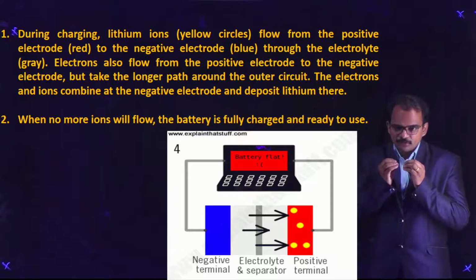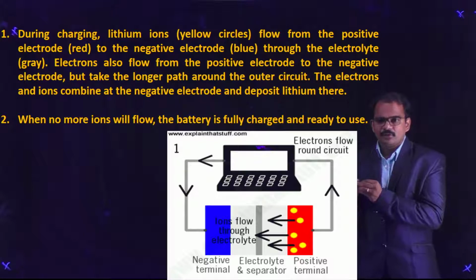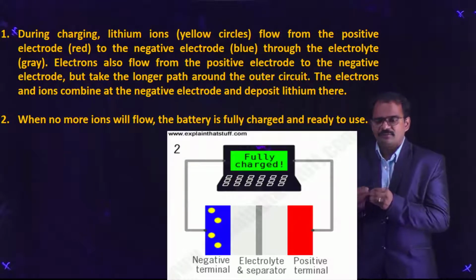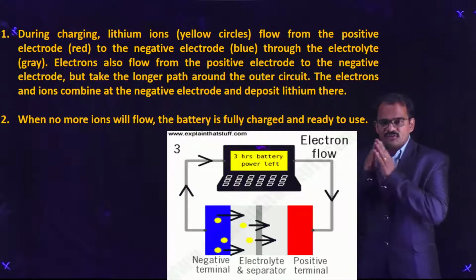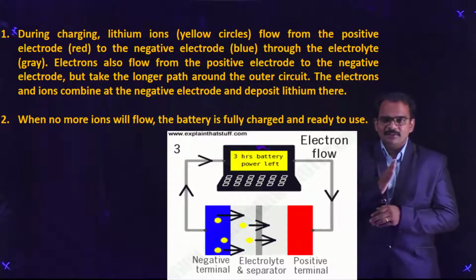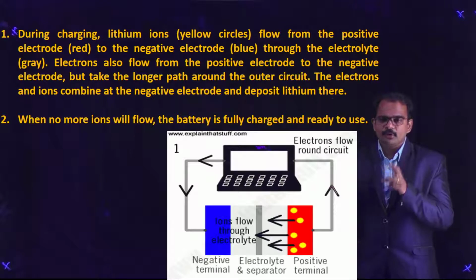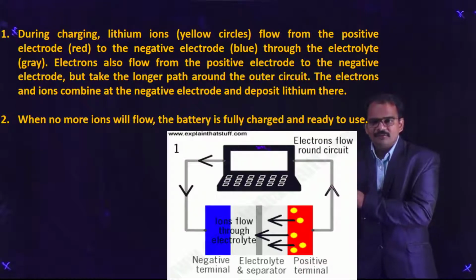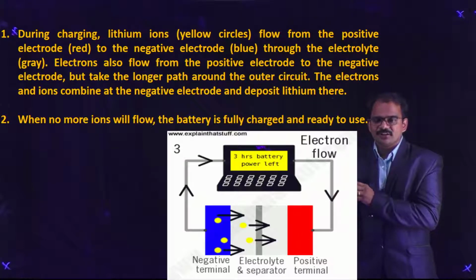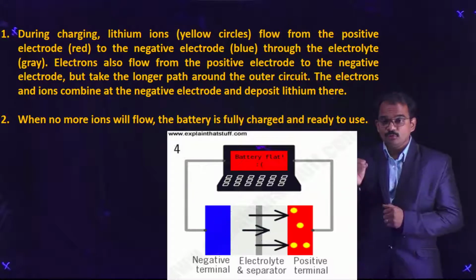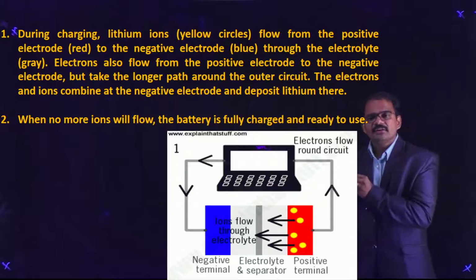So during the charging process, the lithium ions move from the positive plate to the negative plate through the electrolyte and separator, whereas the electrons also move from the positive plate to the negative plate but through the external circuit. The lithium ions, Li plus, reach the negative plate, and the electrons also reach the negative electrode. At the negative electrode, the lithium ions and electrons combine to form lithium, and during this process the electrical energy gets converted into chemical energy.